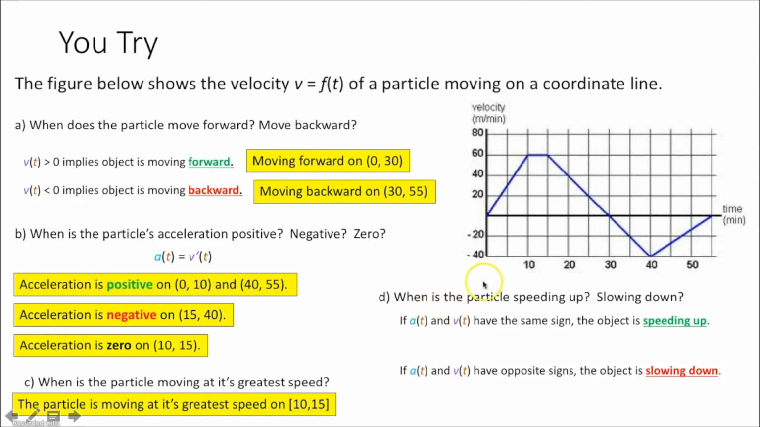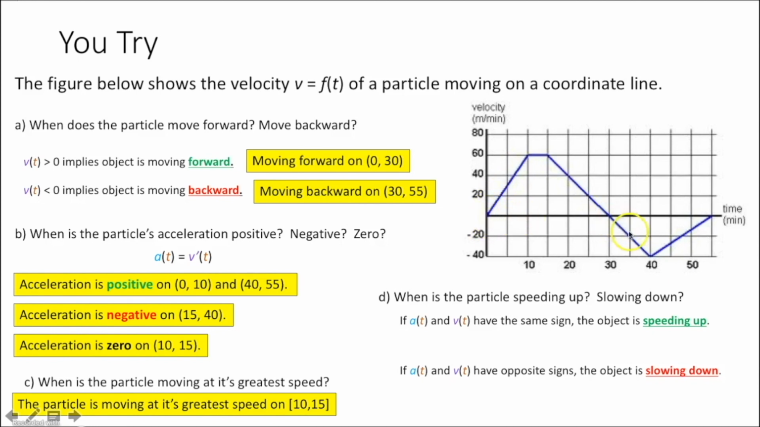So where do we have an acceleration and velocity that are both positive? Here, you can see from 0 to 10, we have a positive velocity. Your y values are positive. And the slope of your tangent line to the curve is also positive, right? You have a positive slope here. Therefore, the object must be speeding up from 0 to 10.